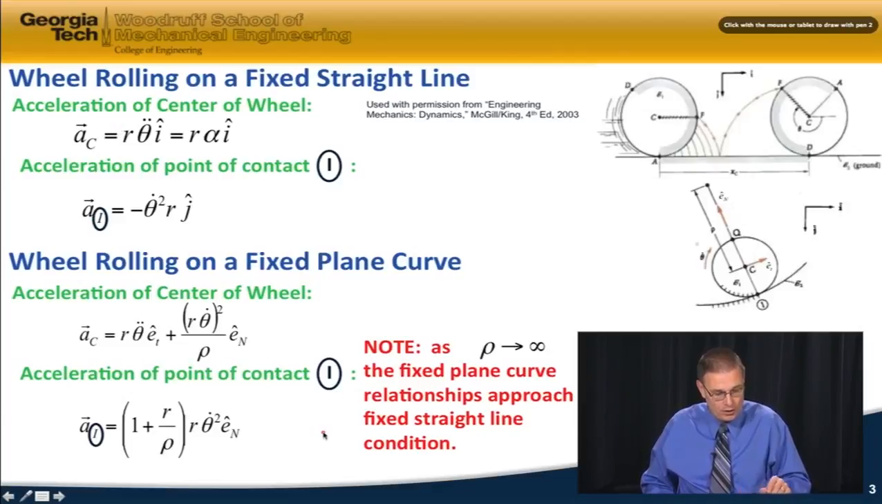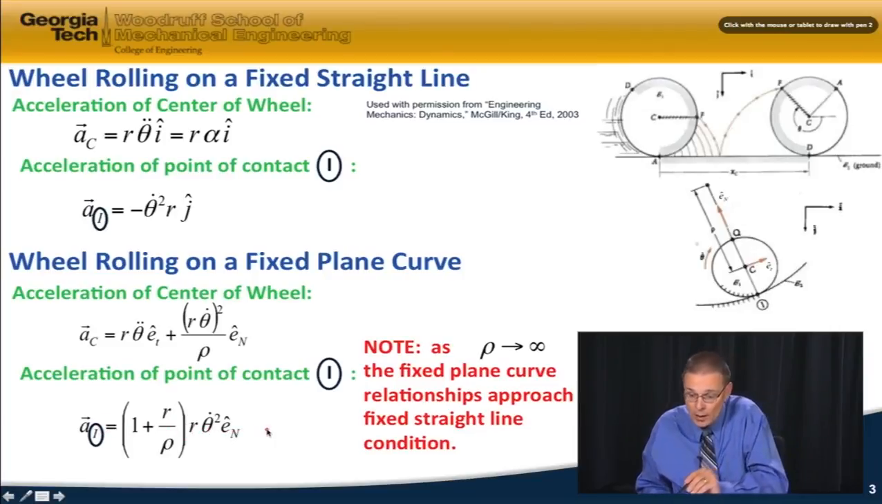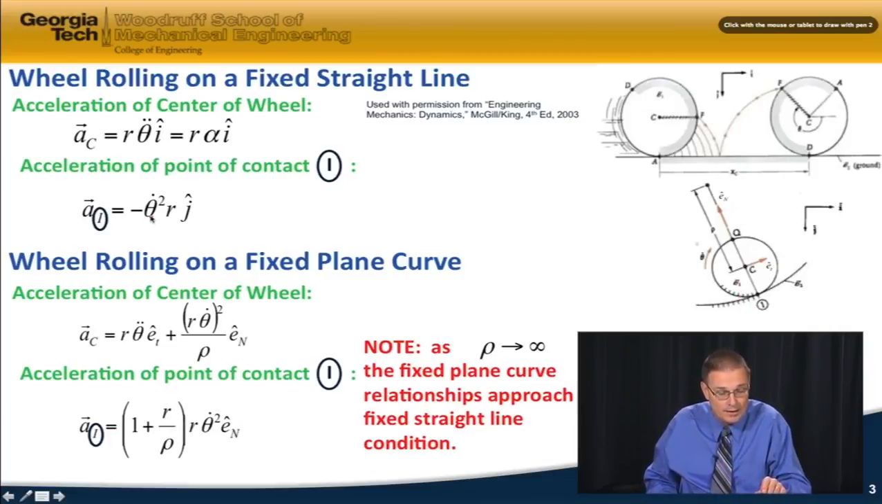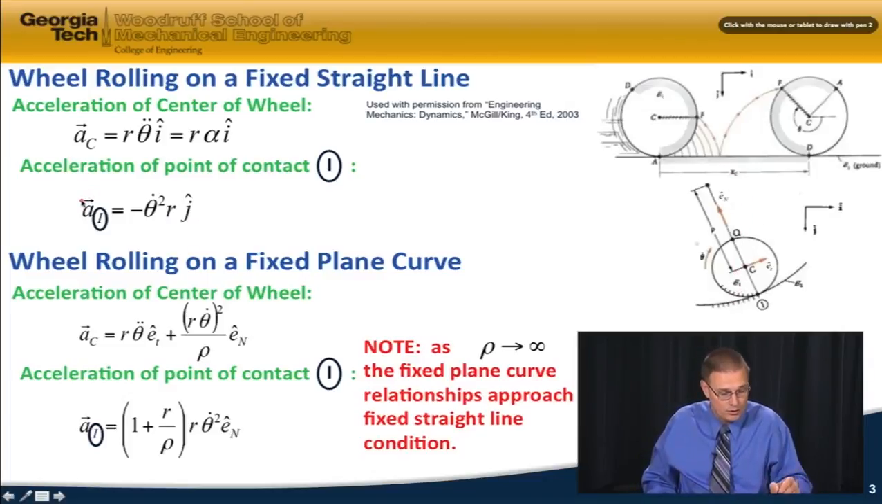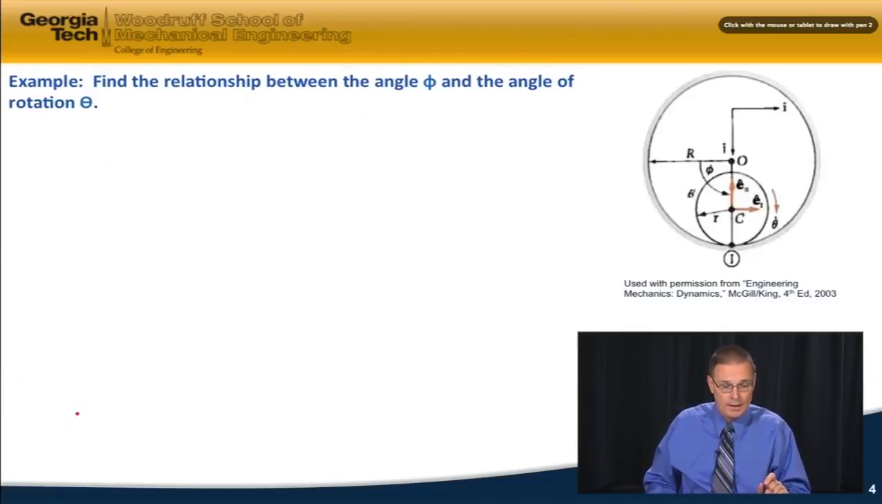For this acceleration of the point of contact, as rho goes to infinity, this term goes away, and I get r theta dot squared in the e normal direction, which will be up, which is equal to minus theta dot squared r in the j direction. Since j is defined as down, negative that will be up, and so this equation and this equation are the same. Okay, let's go ahead now and solve a problem.